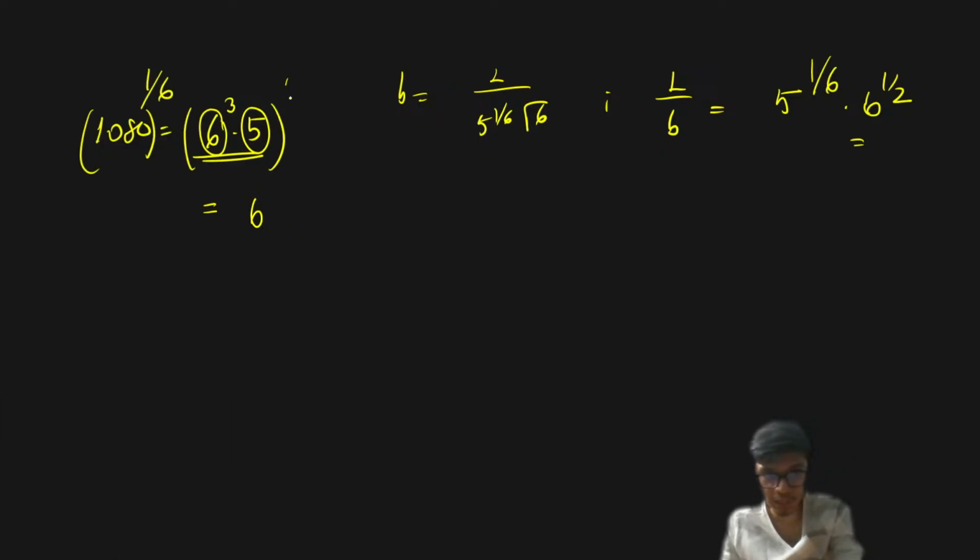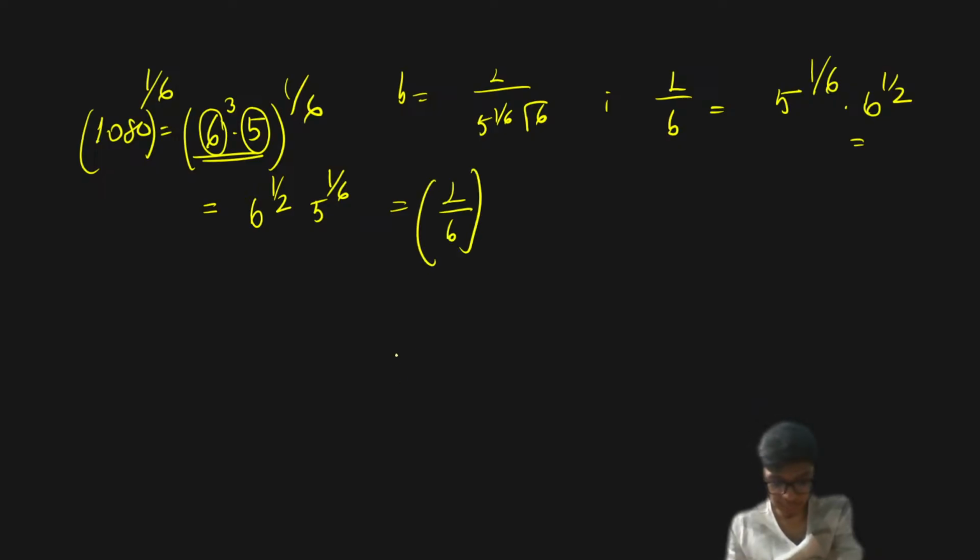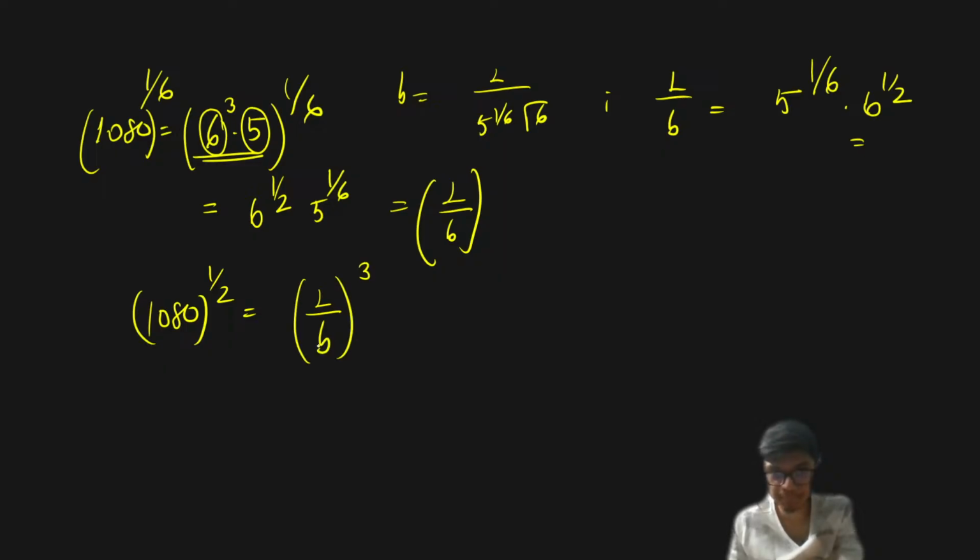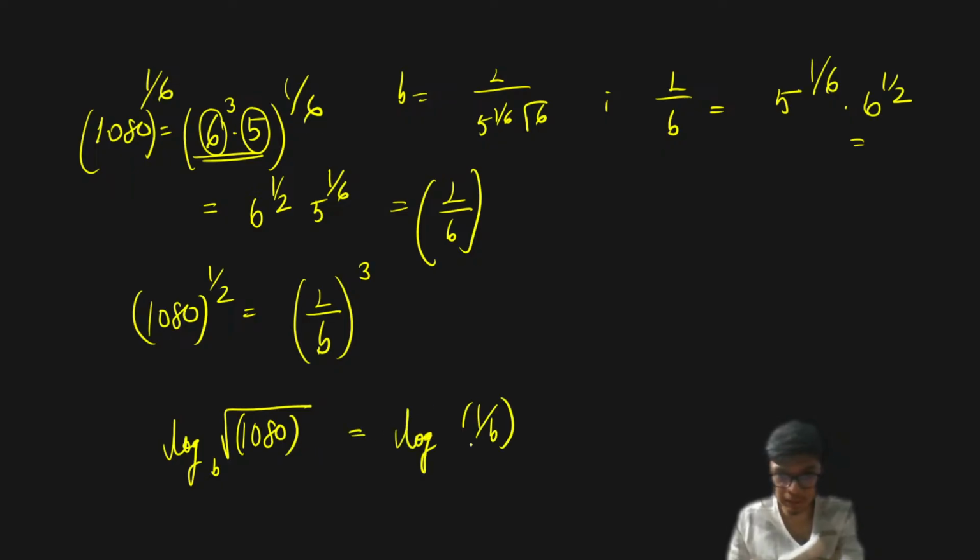So 1 upon 6, whole to the power 1 upon 6 will give me 6 to the power 1 by 2 and 5 to the power 1 upon 6, which is nothing but 1 upon b, right? Now, therefore, 1080 whole to the power 1 upon 2 is nothing but 1 upon b whole to the power 3, right? So therefore, if I take natural log of b, log of 1080 and square root of that to the base b is given as log of 1 by b whole cube base b, and that is going to become equal to minus 3.